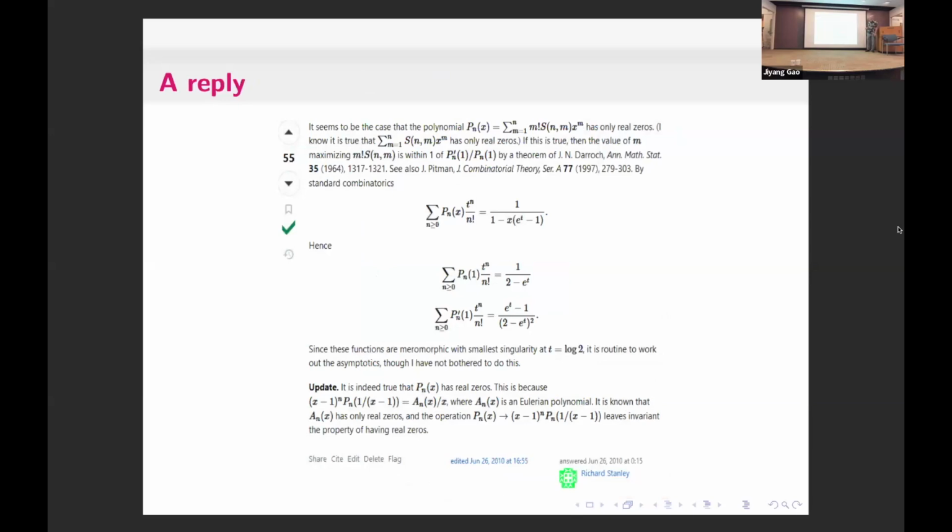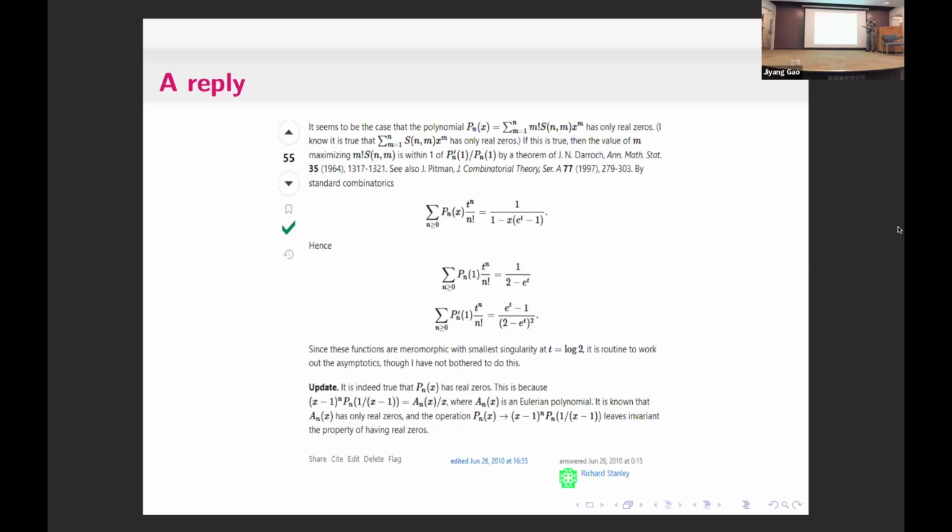Here's my reply. I pointed out that, for one thing, the actual generating function he was interested in, P_n(x), is a polynomial: the sum of m! S(n,m) x^m. Gallagher is interested in the value at x equals 1. But he also raised the question of which value of m achieves the maximum term.